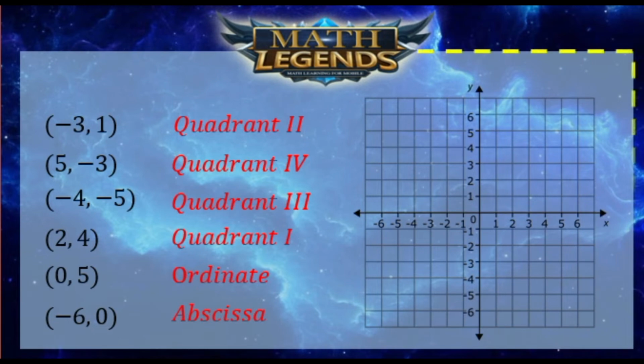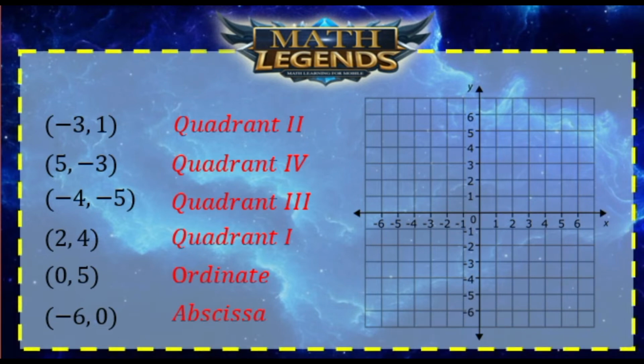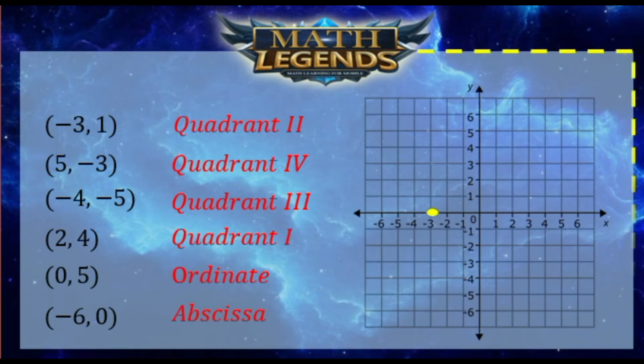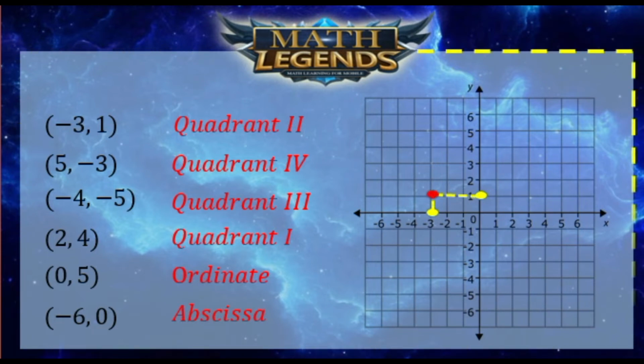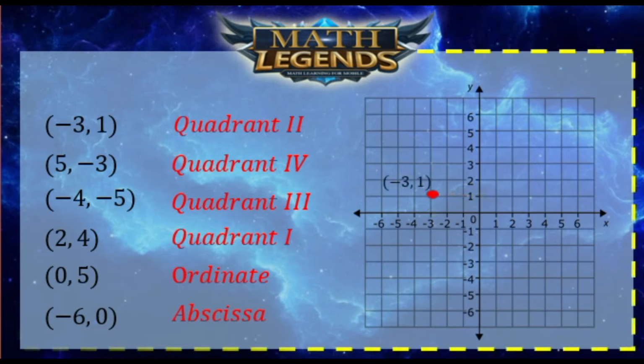Now let us try to plot the points. Let us have negative 3 and 1, wherein negative 3 is located in the negative x-axis and 1 is located along the positive y-axis. Therefore, the intersection of the point will be the location of it. So let us call it negative 3 and 1.